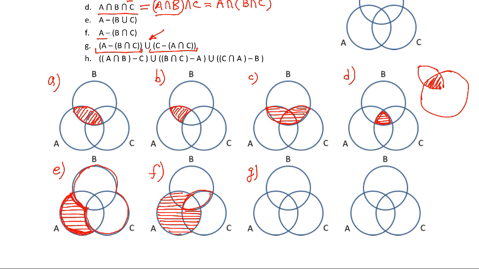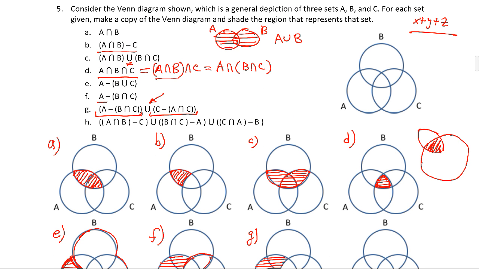Okay, I'm just going to shade in the part I had previously. That's A minus B intersects C. And I'm going to union that with C minus A intersects C. Oh, yeah. You know what I'm going to do? I'm going to go up here and I'm going to use this one to do C minus A intersects C.